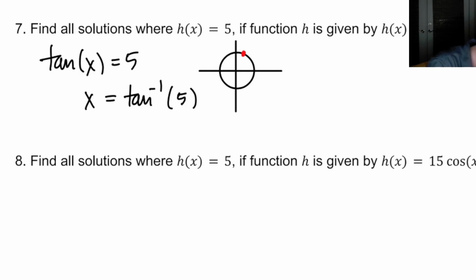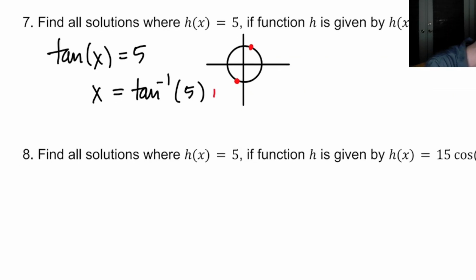Okay, but tangent has a period of pi. And we always saw solutions to a tangent type equation that sat across the circle from each other. So, I'm just going to say, find all solutions. It's going to be x equals arctangent of 5 plus pi times n, where n is an integer.